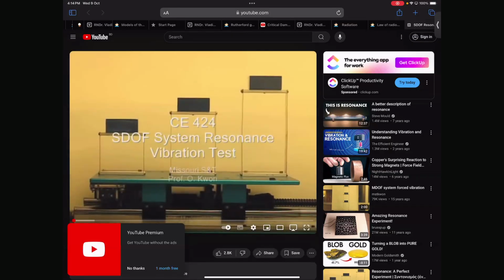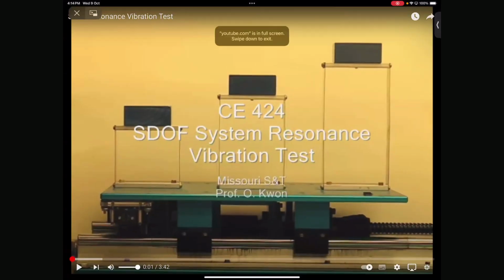Right, so I'll show you a demonstration right now. Let me explain what this is, and then we'll figure out what is going on. You have this base at the bottom, the green thing, and it can move. On top of it, you have three glass structures of three different sizes, and on top of each of them, a mass.